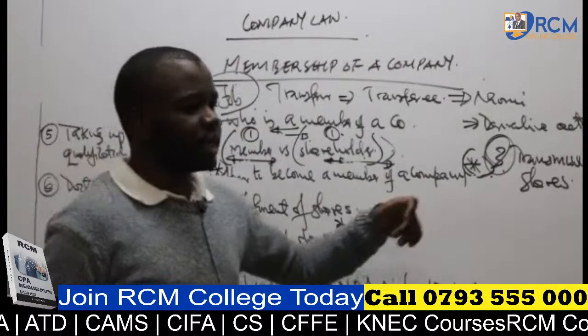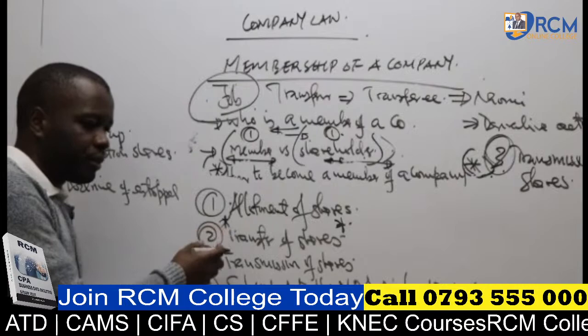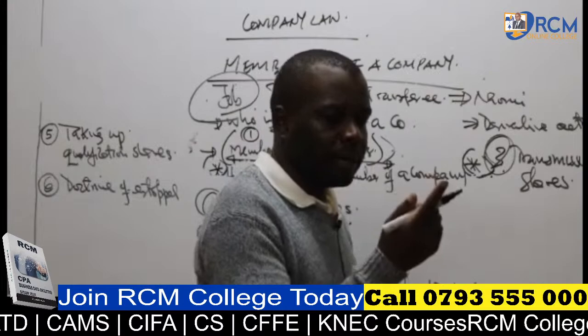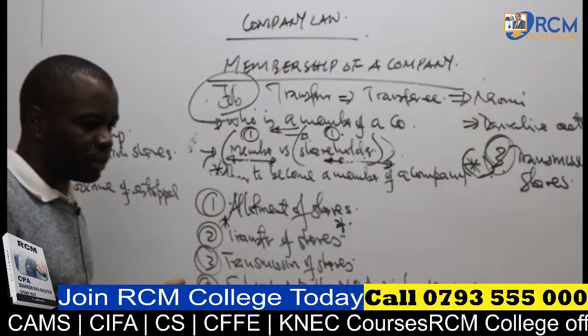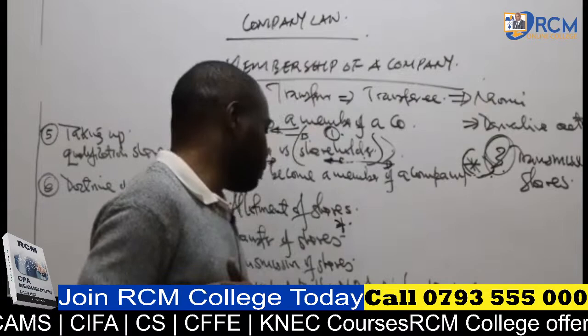So this one appears in both becoming a member and ceasing to be a member. Who is ceasing the membership? It is Job. Who is becoming a member? It is Naomi. So transfer of shares is one of the ways under which you can become a shareholder and, quite obviously, become a member of the company.